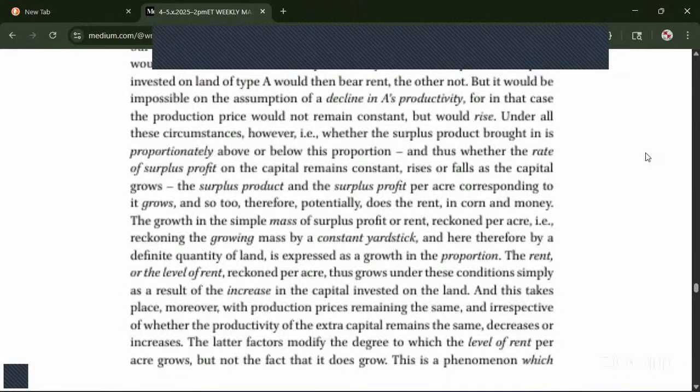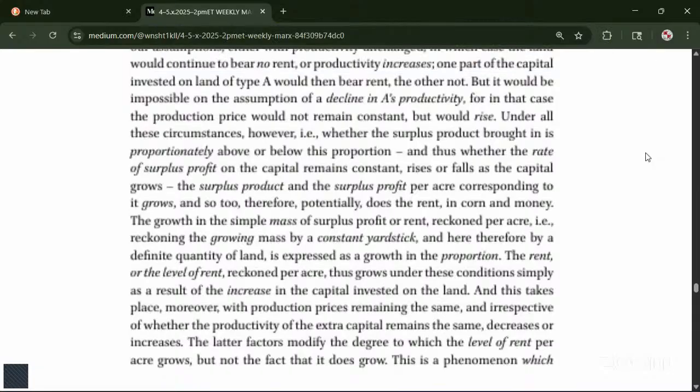The growth in the simple mass of surplus profit or rent reckoned per acre, i.e., reckoning the growing mass by a constant yardstick, and here, therefore, by a definite quantity of land, is expressed as a growth in the proportion. The rent, or the level of rent, reckoned per acre, thus grows under these conditions simply as a result of the increase in the capital invested on the land.